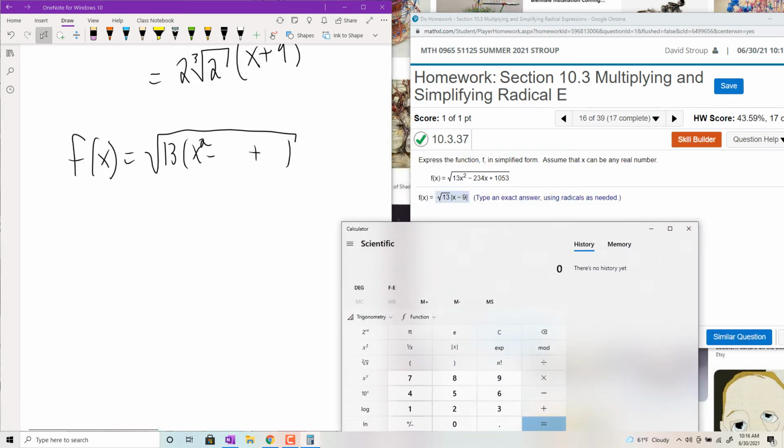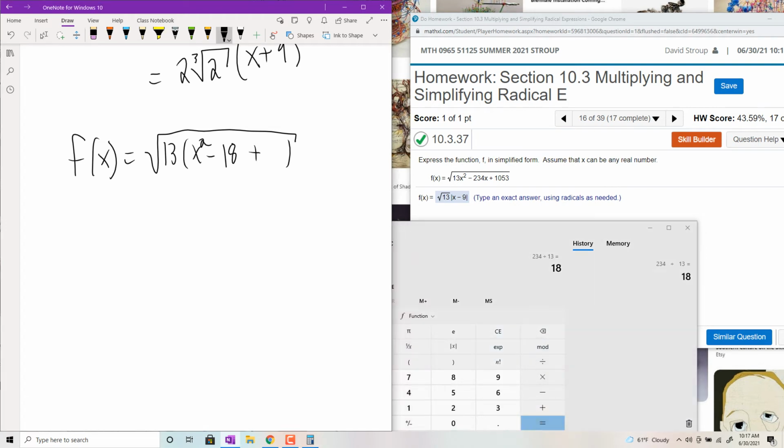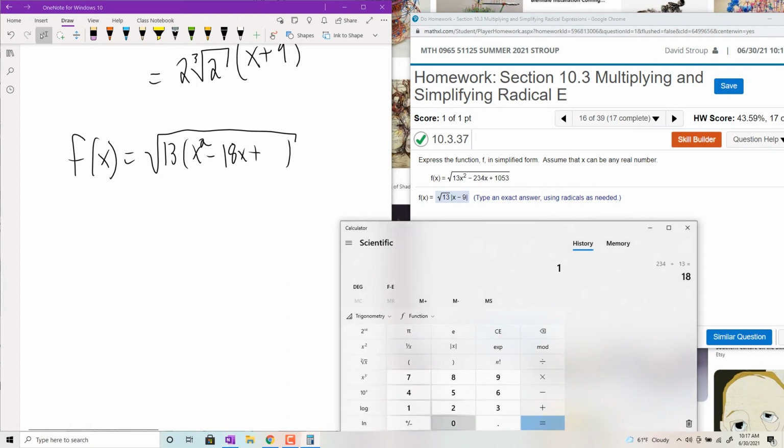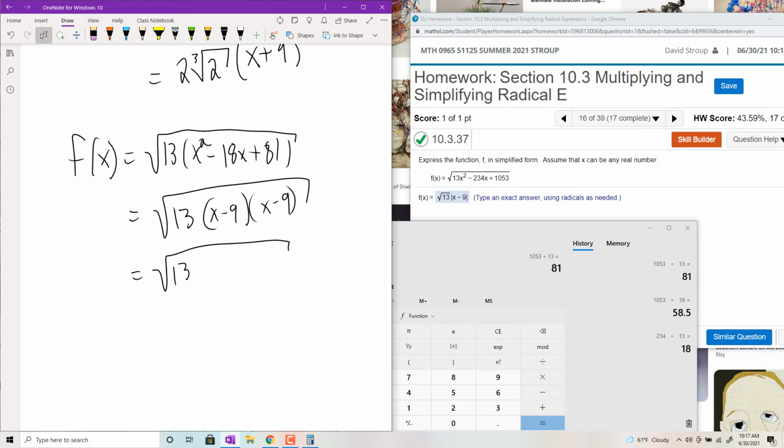Okay. So 234 divided by 13 is 18, x, and then 1053 divided by 13 is 81. And then I can factor that thing. So I get the square root of 13 times x minus 9, x minus 9. So it's x minus 9 squared, which is a perfect square, which you can then march out of the root.